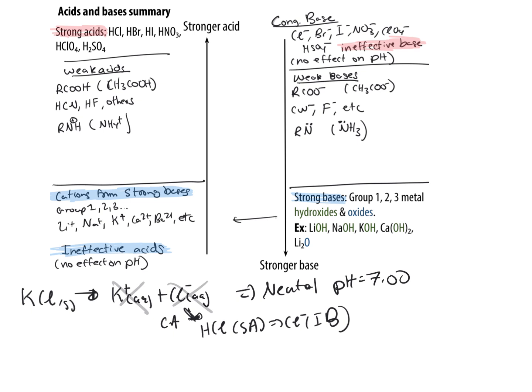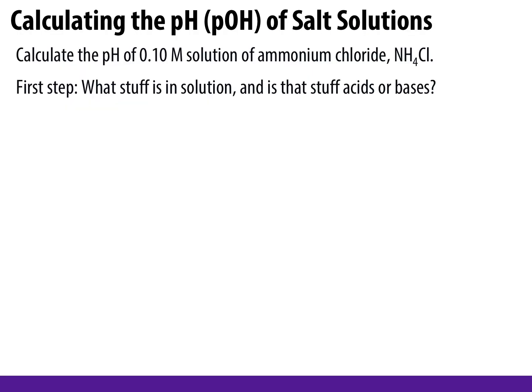So again, knowing this key table: the conjugate base of a strong acid is ineffective, the conjugate base of a weak acid is a weak base, and vice versa. And this strong base, ineffective acid relationship down here is essential to dealing with salts. Now let's see how we can actually calculate the pH of a salt.